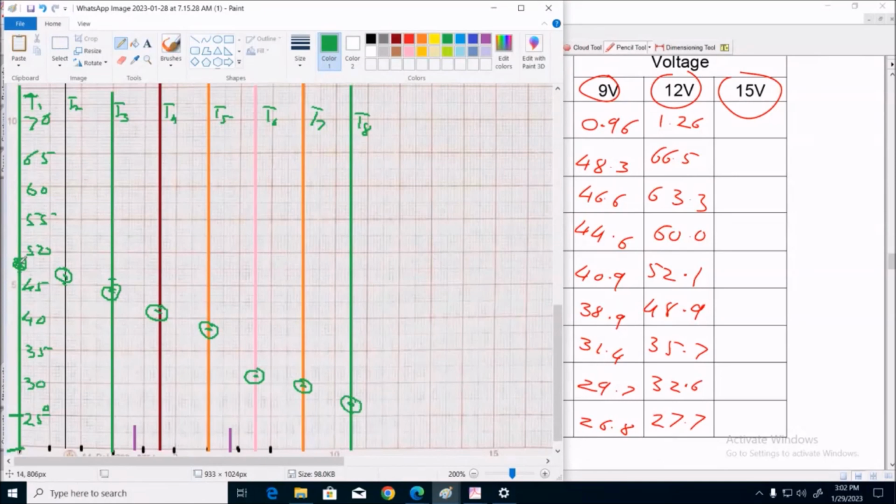So draw these first 3 points by the straight line for hot section. Yes, this will be a straight line. Then for intermediate section, this 2, and for cold section, this 3, and join these 2 points like this, like this. So similarly draw for 12 volt.